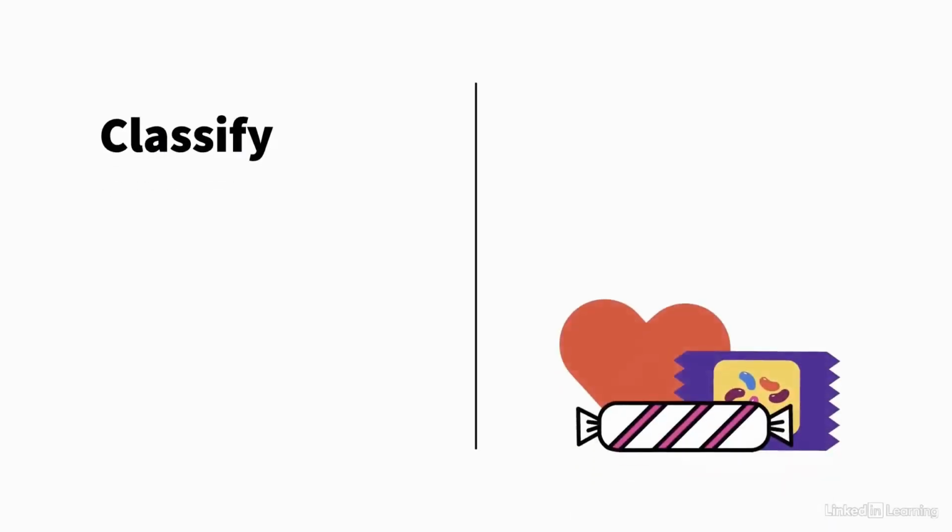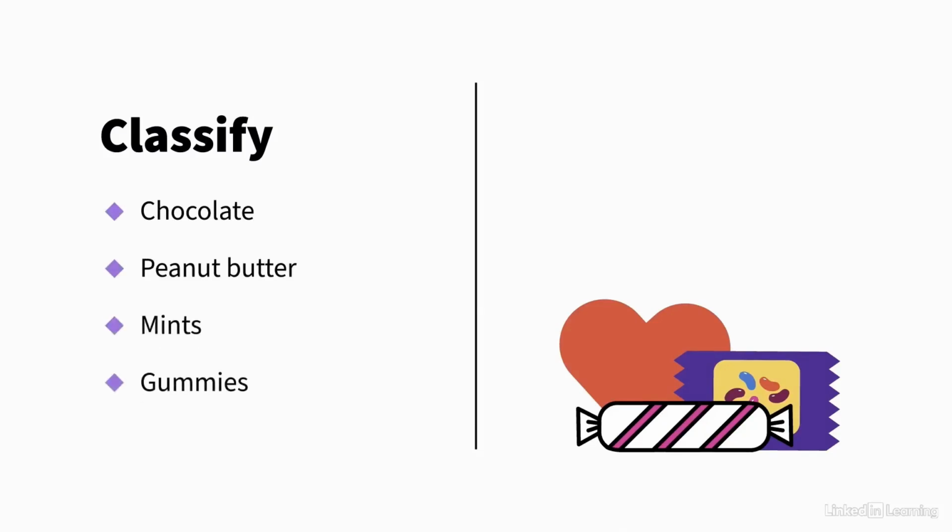I can help him create output categories for the candy, such as chocolate, peanut butter, mints, and gummies. Then he does his best to classify some of the unknown candies into these categories. This would be the same as supervised machine learning.